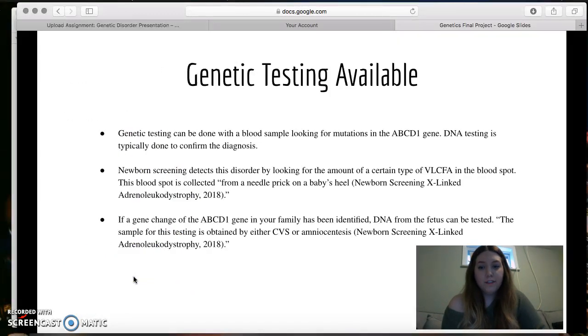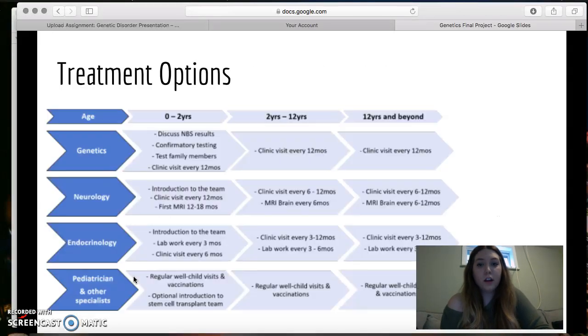So there is genetic testing available. Genetic testing can be done with a blood sample looking for mutations on the ABCD1 gene. DNA testing is typically done afterward to confirm the diagnosis. Newborn screening tests detect this disorder by looking for the amount of a certain type of fatty tissue in the blood. This blood spot is collected from a needle prick on a baby's heel. If a gene change of the ABCD1 gene in your family has been identified, DNA from the fetus can be tested. The sample for this testing is obtained by either CVS or amniocentesis, like we discussed.